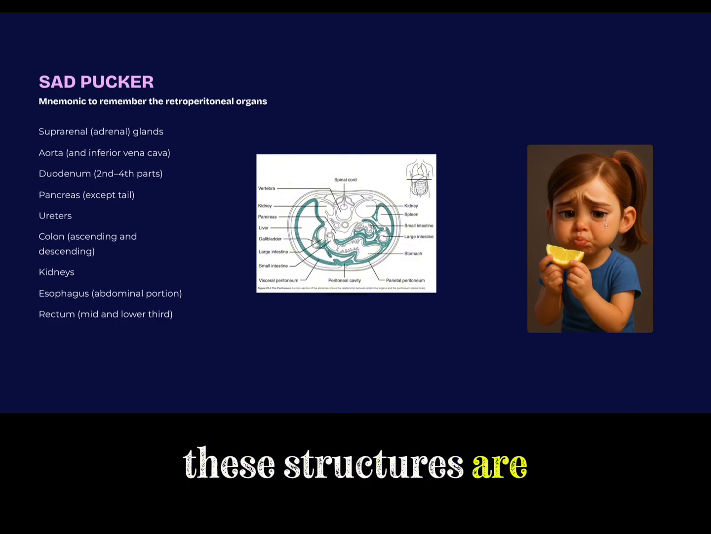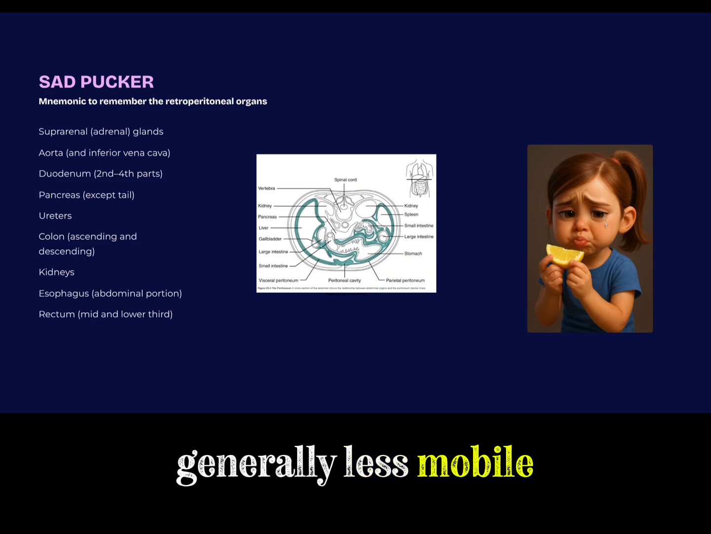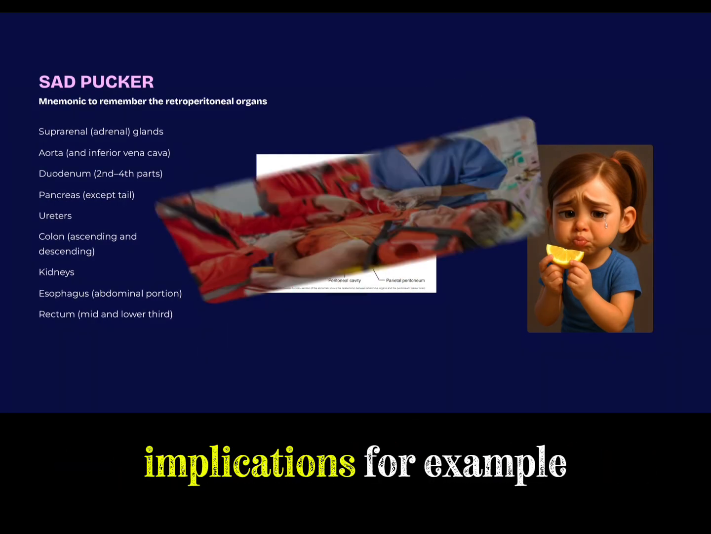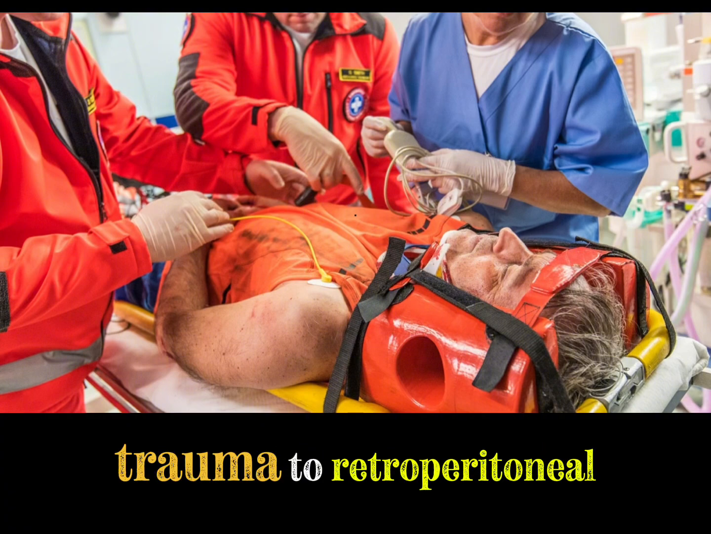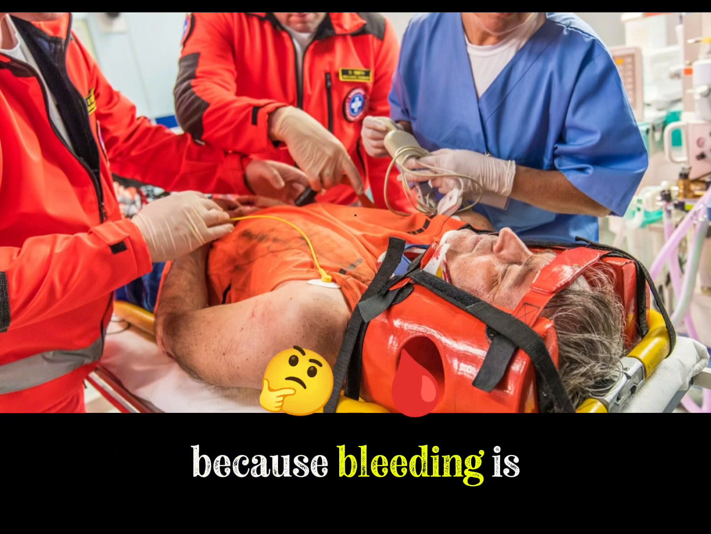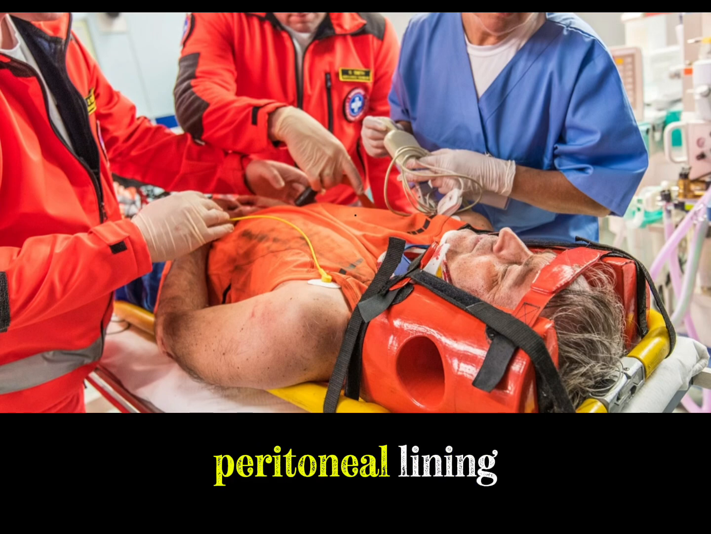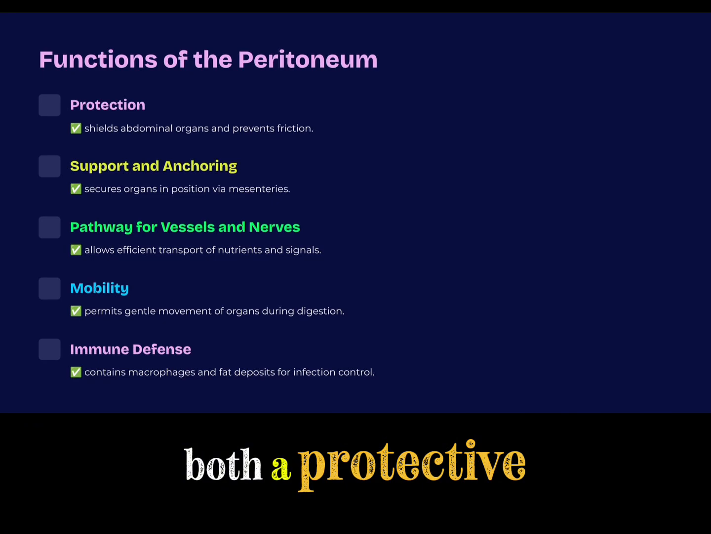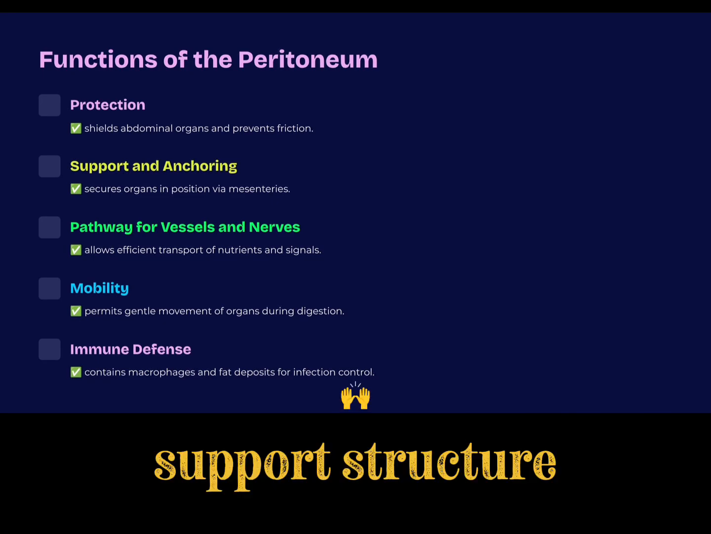These structures are posterior to the peritoneum, which means they're generally less mobile than intraperitoneal organs. This has clinical implications. For example, trauma to retroperitoneal organs can be harder to detect because bleeding is hidden behind the peritoneal lining. So, to summarize, the peritoneum is both a protective membrane and a support structure.